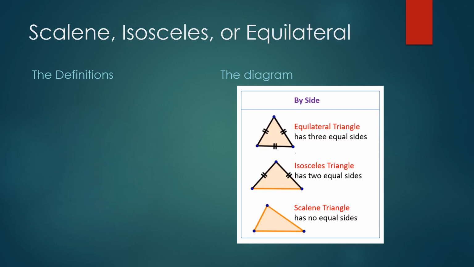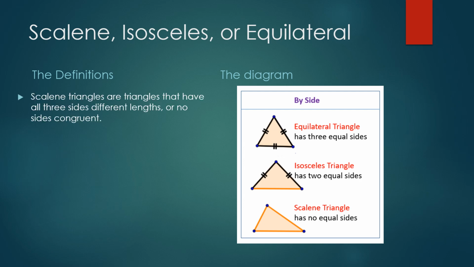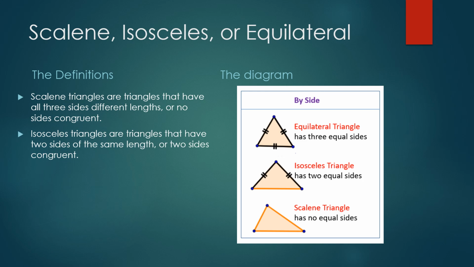So let's talk about the sides first. We have equilateral, isosceles, and scalene. Scalene triangles are triangles that have all three sides of different measurements. So there are no sides congruent, is another way of saying that. In an isosceles triangle, two of the sides are equal or congruent.